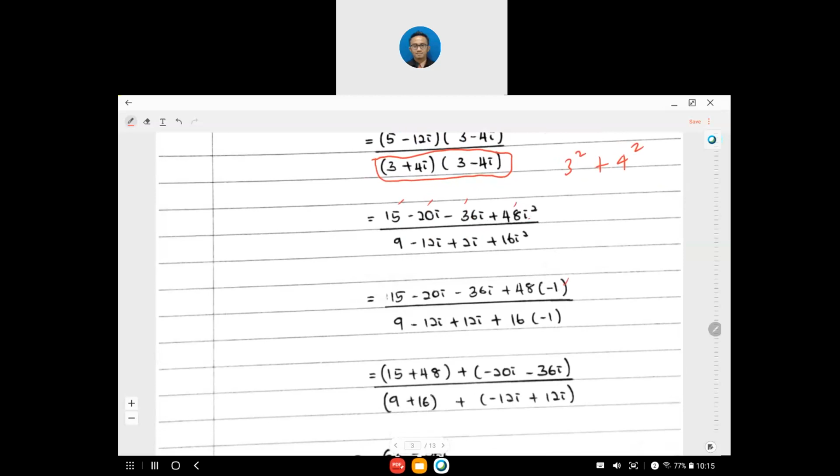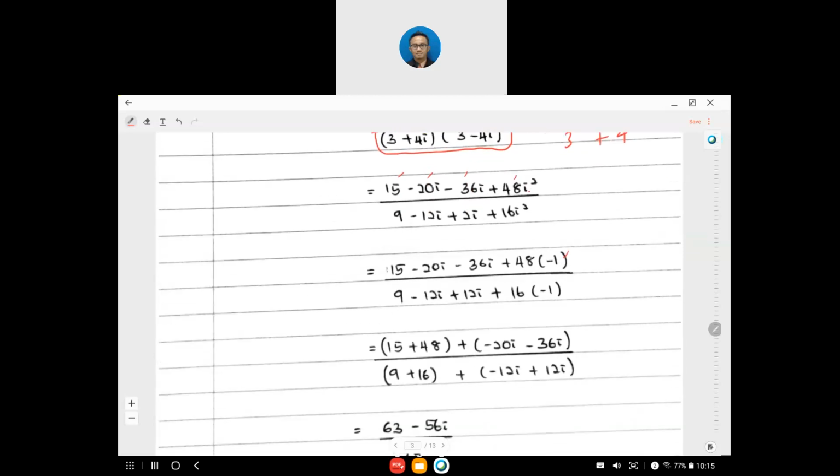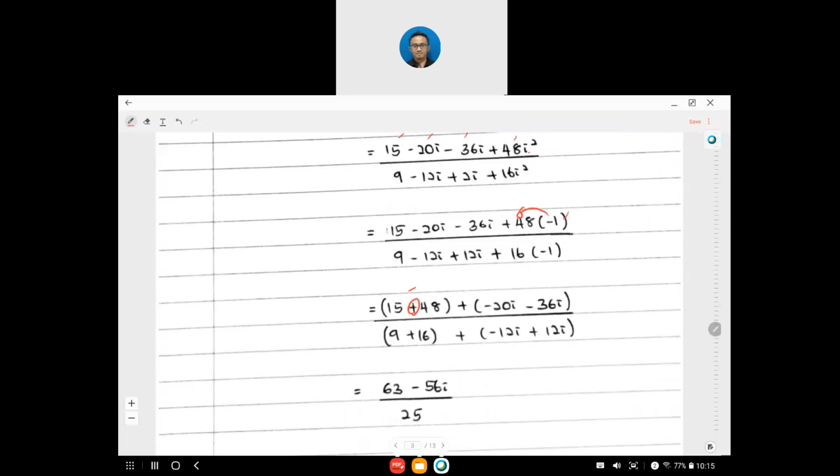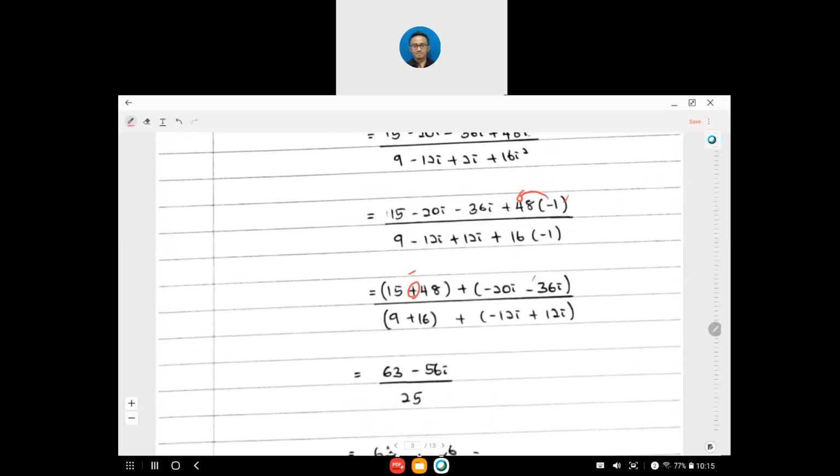So it becomes, how is this? 15, so this one supposedly minus 48, because you must times by 48. So it becomes minus 48. Okay, and then negative 20i minus 36i. Okay, the one at the bottom here is wrong.